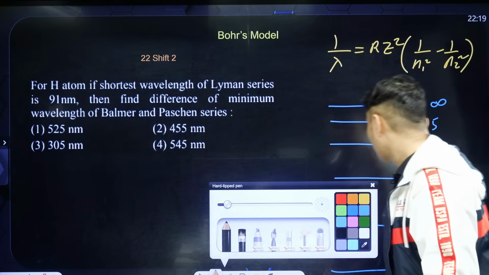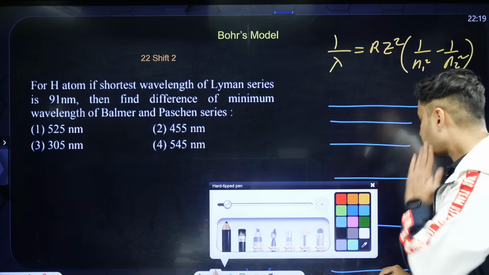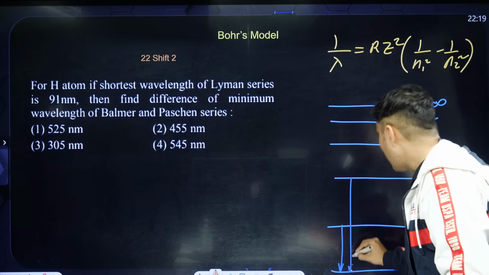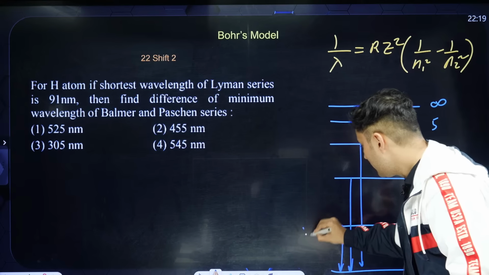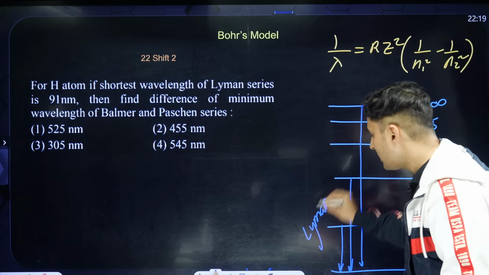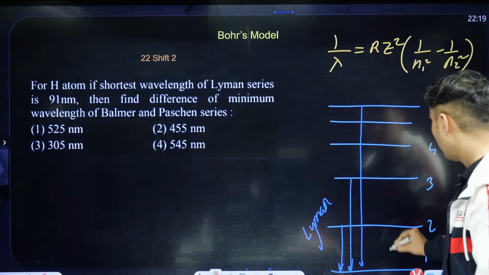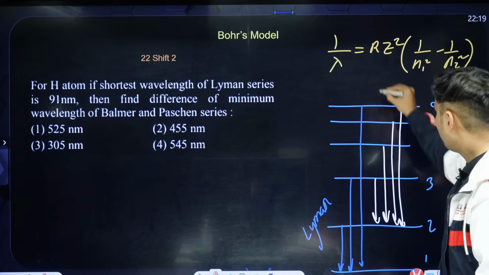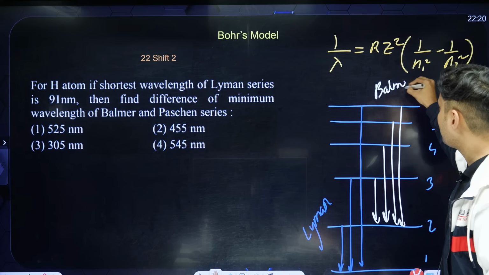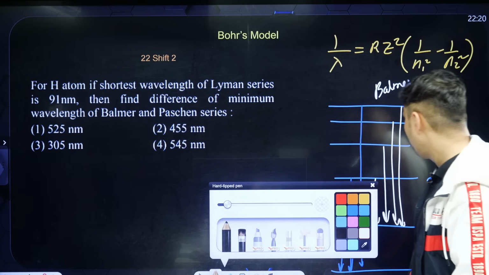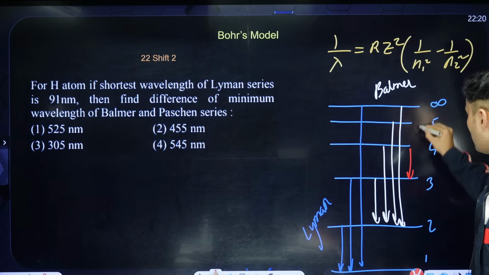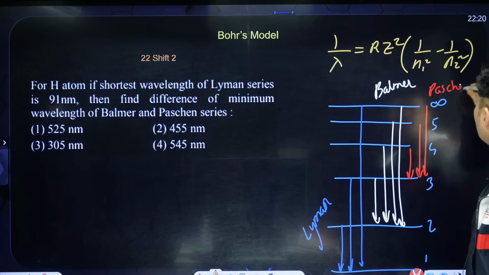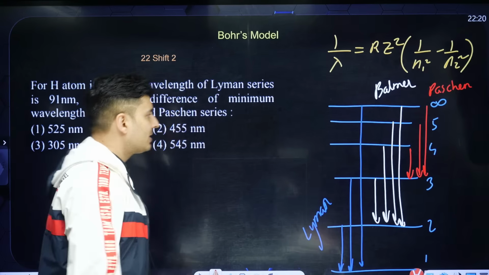So if you are talking about Lyman series, these lines over here are Lyman series. Then you have Balmer, which goes like this. These are the transitions which occur for Balmer series, and then you have Paschen series which goes like this. Yeah, this is Paschen series.